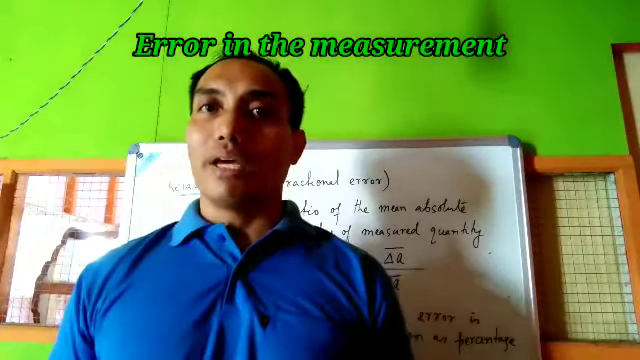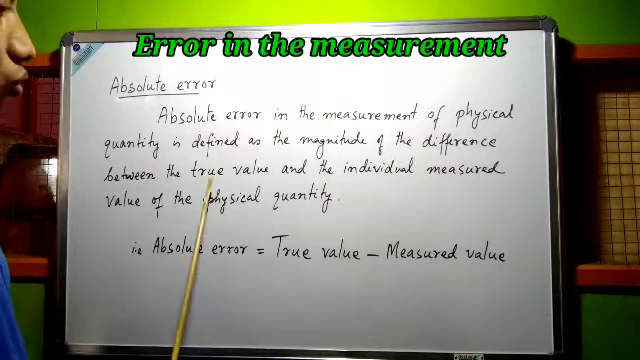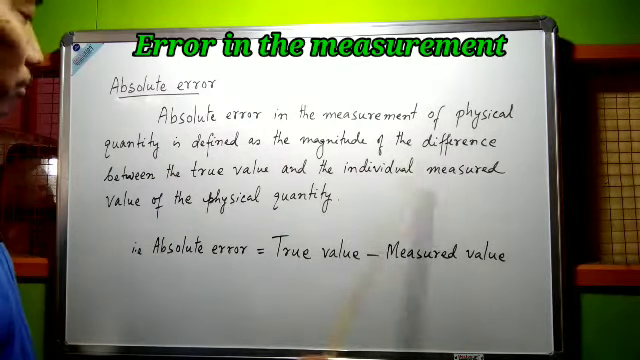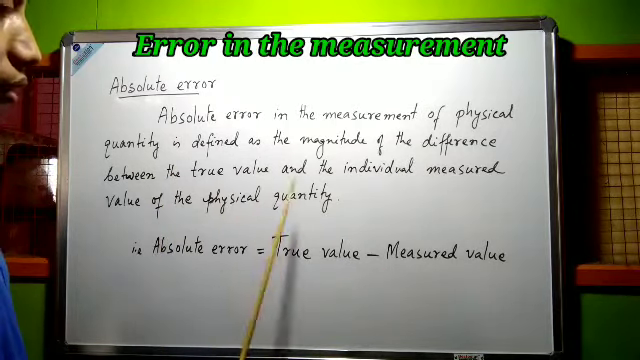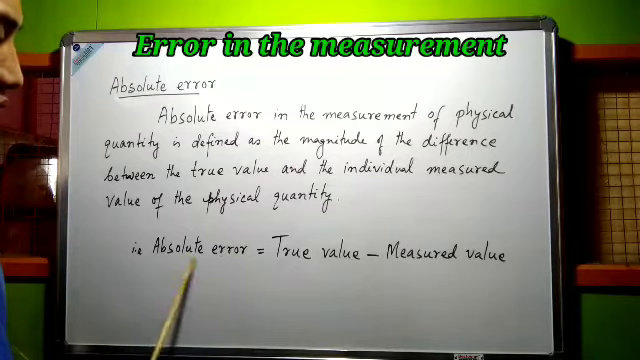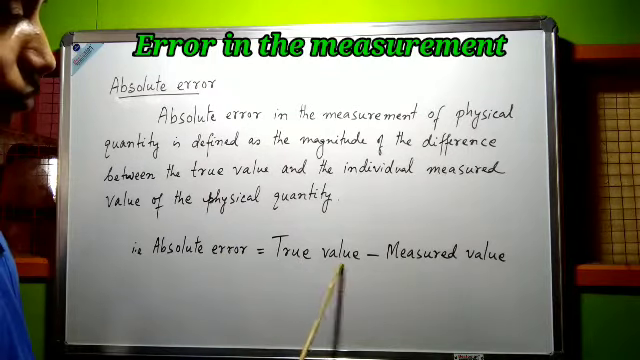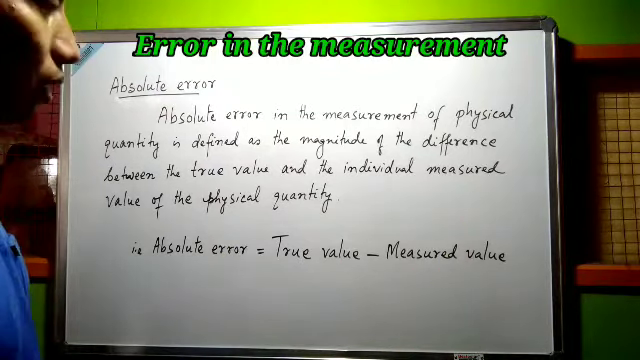So first we have to define absolute errors, and let us see how to calculate absolute errors in the measured physical quantity. So absolute error in the measurement of physical quantity is defined as the magnitude of the difference between the true value and the individual measured value of the physical quantity. That is, absolute error equal to true value minus measured value.